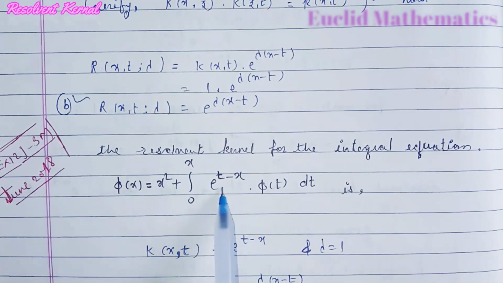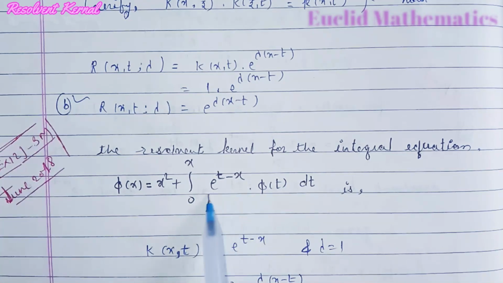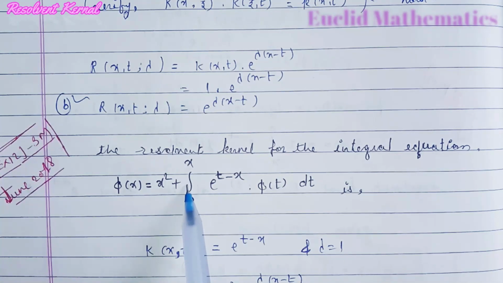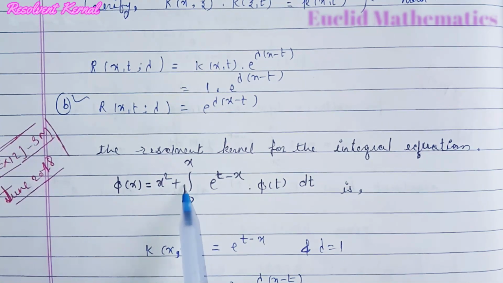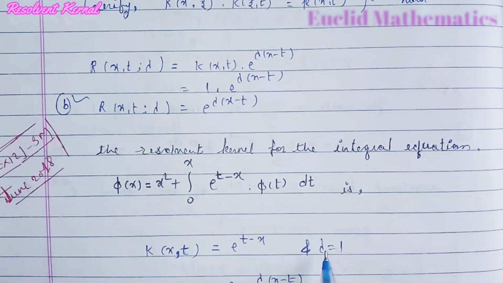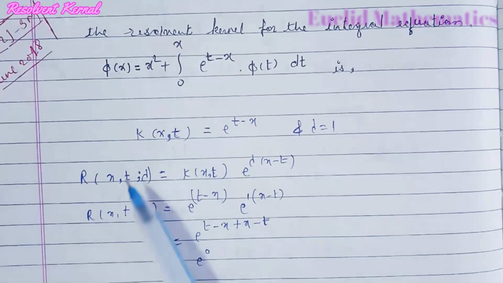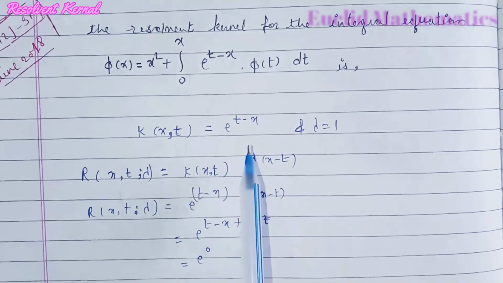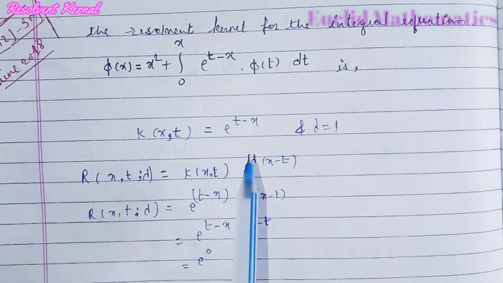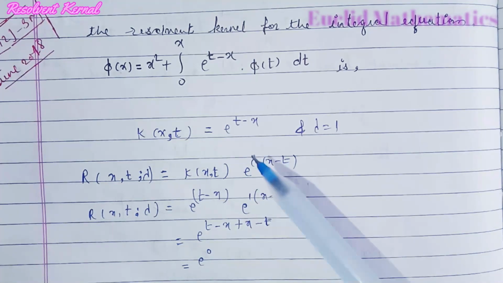So k of x, t, what is its value? K of x, t is e raised to t minus x. This is the kernel of our integral equation. Lambda is 1 here, because lambda is not given, that means lambda has coefficient 1. So I got k of x, t as e raised to t minus x, and lambda is 1. Now let's find the first property for our resolvent kernel: k of x, t equals k of x, z into k of z, t. That property has to hold. If it holds, then the resolvent kernel result is applicable here.